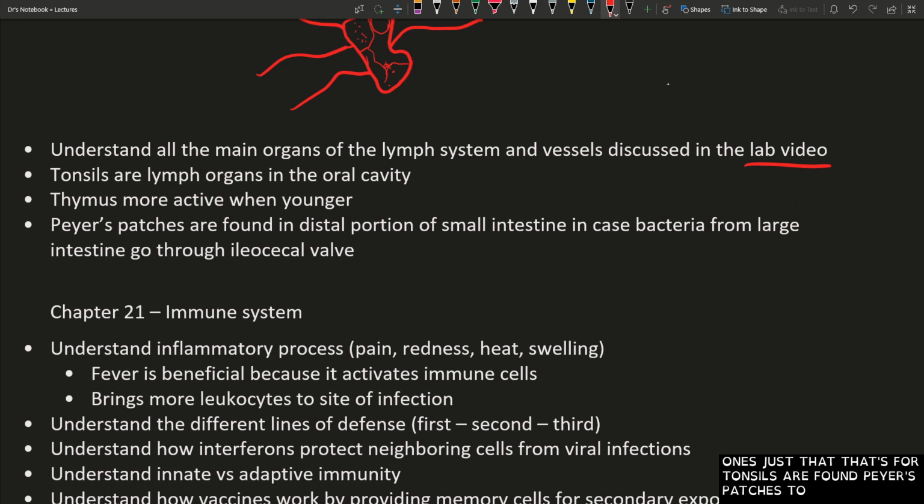Peyer's patches, just jumping ahead here, are found in the distal portion of the small intestine. So why would these Peyer's patches be found in the distal portion? These are also MALT, or mucosa-associated lymphoid tissue. So remember, in the large intestine, you have a high amount of bacteria. That's where all the bacteria live.